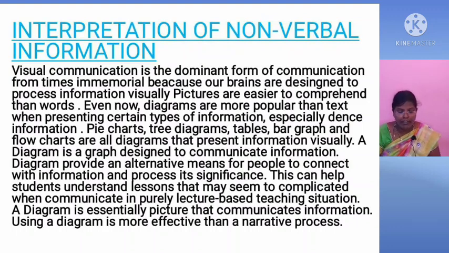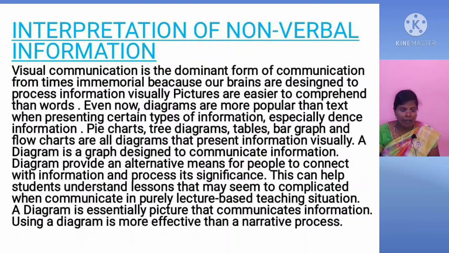A diagram is essentially a picture that communicates information. Whatever information is in the diagram, we have to say something and explain to the students. We can show it in a diagrammatical way. How many types of diagrams are there? According to this, we have 5 types of diagrams. They are flow charts, pie diagrams, tree diagrams, tables, and bar graphs. 5 types are there.